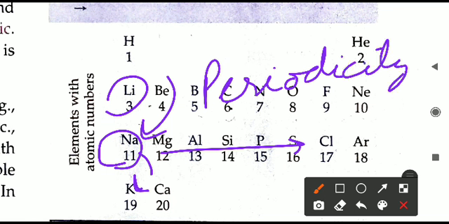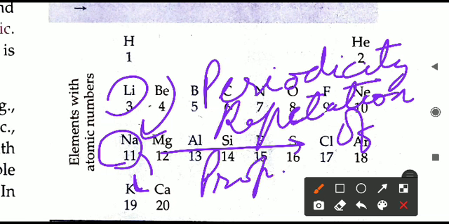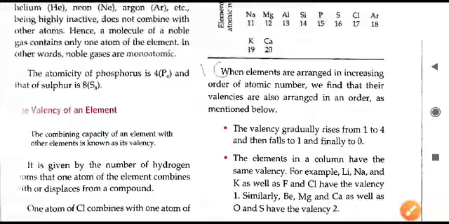Repetition of properties, it is what? It is repetition only. Valency is repetition of a property. Any property can be repeated. In this example, what is repeating is valency, repetition of a property at fixed interval. So whenever anything is repeating in the case of the properties, then it is given a name, that is periodicity. So that is all about the valencies.